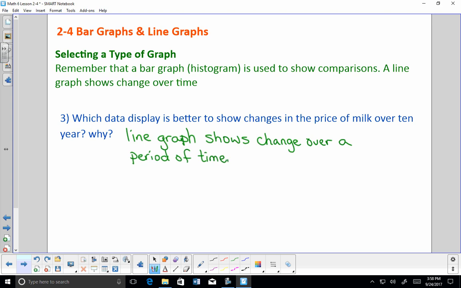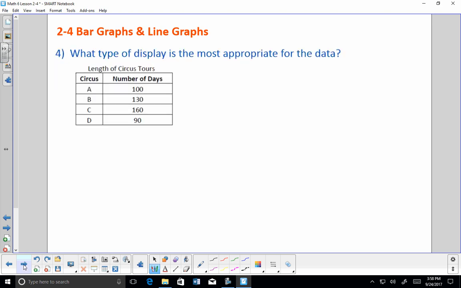What type of display is the most appropriate for the data shown here? Length of circus tours, circus A, B, C, and D. Circus A was 100 days, Circus B was 130 days, Circus C was 160 days, and Circus D was 90 days. Notice here we're comparing four things. We're comparing the circus and how many days that it was on tour. We're not talking about a change in something over time. So this would be best by doing a bar graph because we're comparing data.